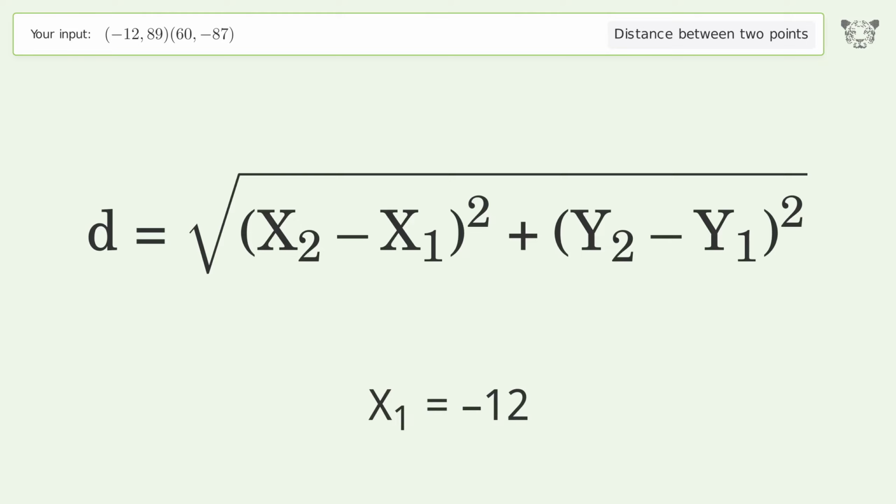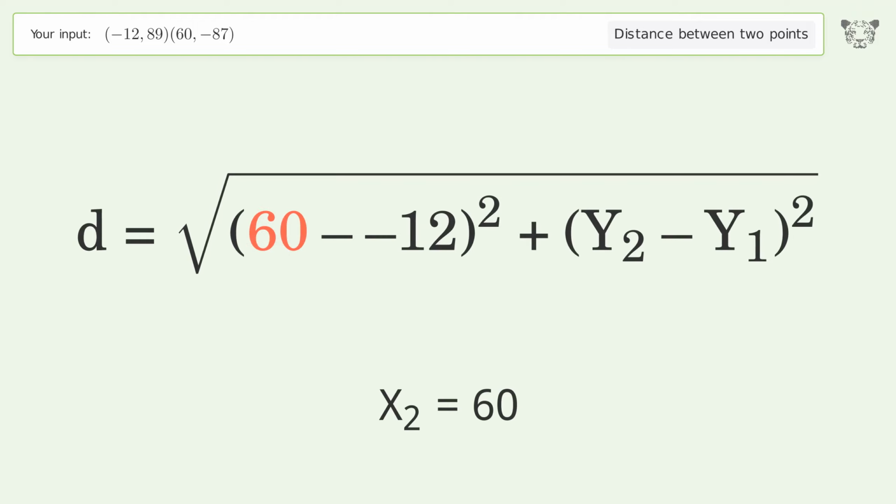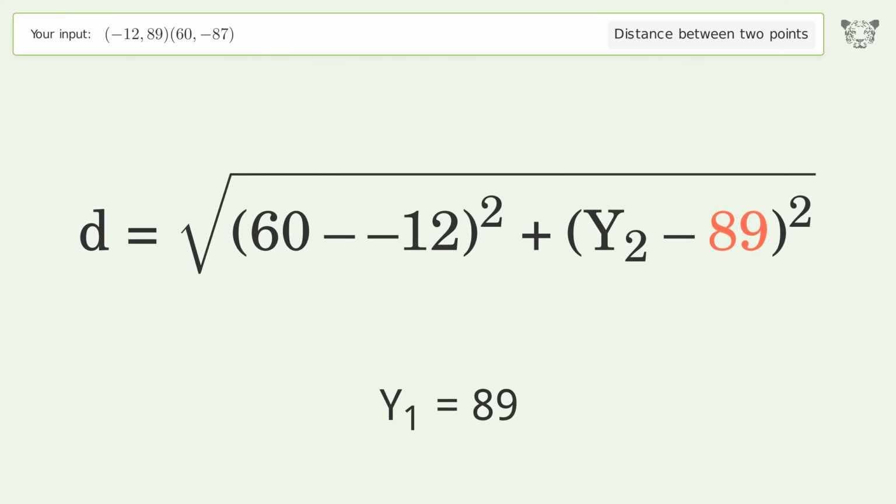x1 equals -12. x2 equals 60. y1 equals 89. y2 equals -87.